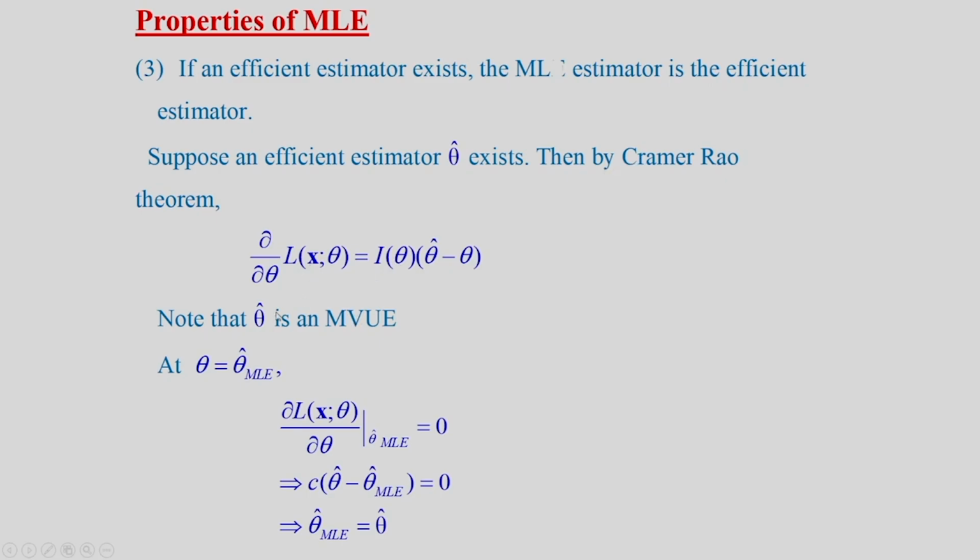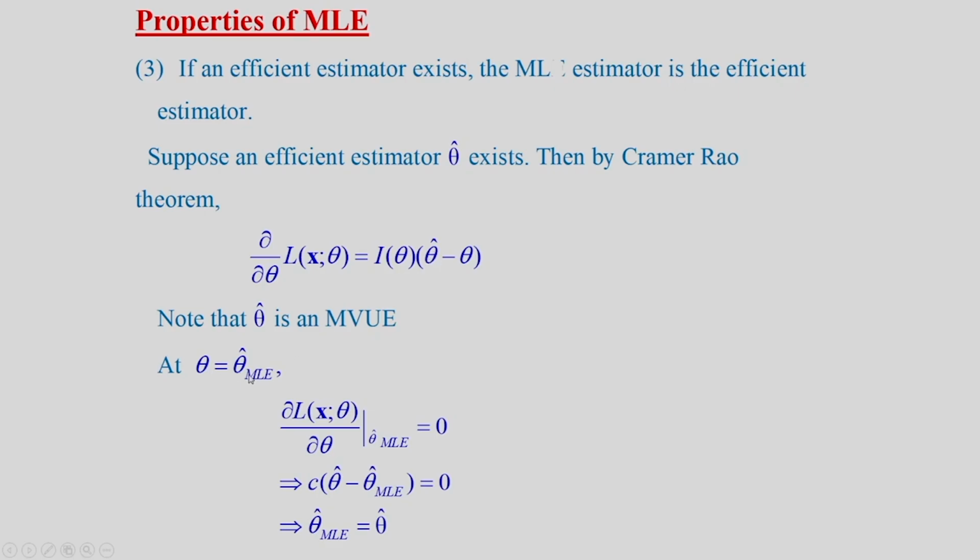And in that case, theta hat will be the MVUE, minimum variance unbiased estimator. Now, let us examine this case. Suppose one efficient estimator theta hat exists.